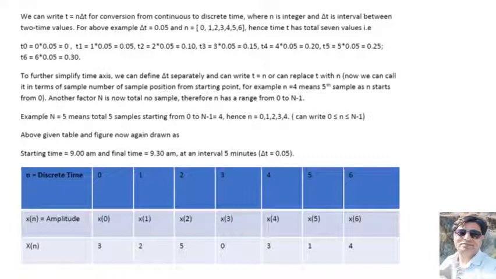And on these samples, we have amplitude x[n], means x zeroth amplitude, x first amplitude, x second amplitude, till the last x sixth amplitude. The recorded values of these amplitudes are 3 for the 0 sample, 2 for the first sample, 5 for the second sample, and 4 for the last sixth sample.